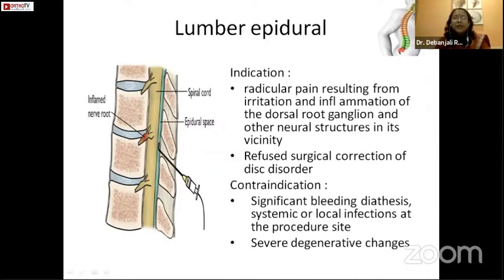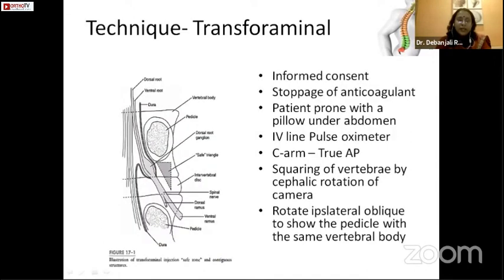Radicular pain resulting from irritation and inflammation of the dorsal root ganglion and other neural structures in its vicinity. Refuse surgical correction of the disc disorders. Mainly, these two indications are there, and contraindications are significant bleeding diathesis, systemic or local infections at the procedure site, and severe degenerative changes. So, technique, I will mention the transforaminal because we often use it in our day-to-day practice.